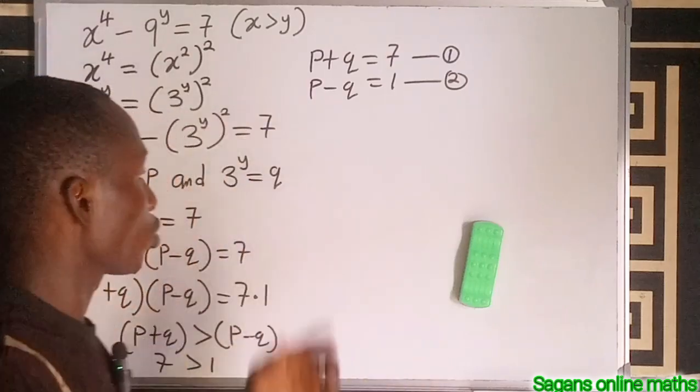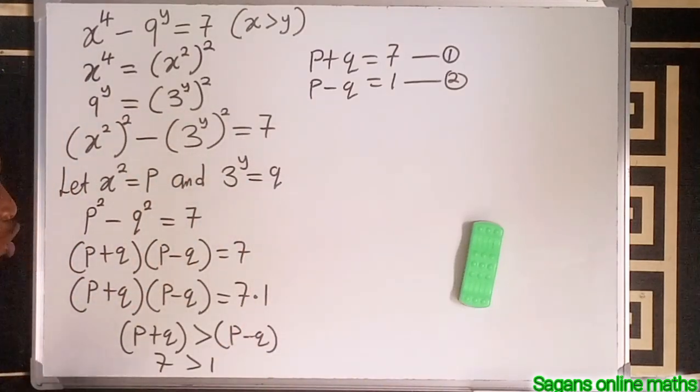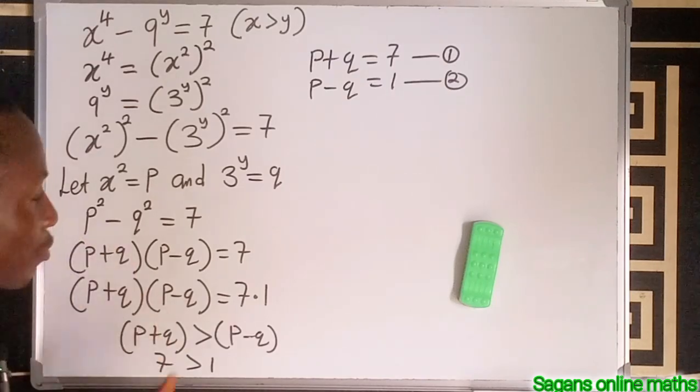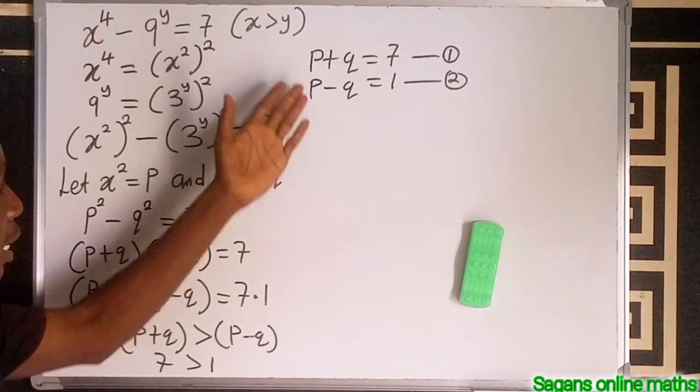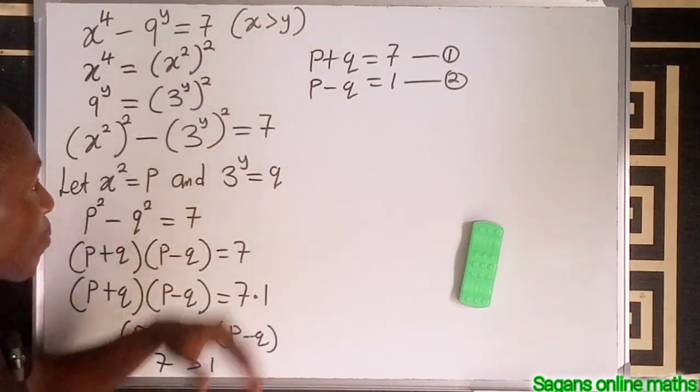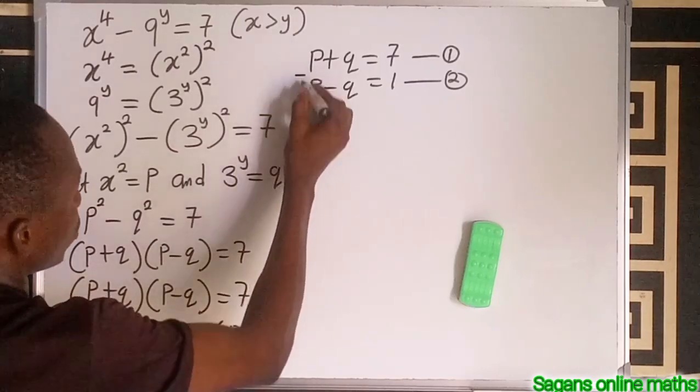Remember that simultaneous equations have three ways of solving: one, elimination method; two, substitution; and three, graphical method. Let's use the elimination method because we can eliminate either P or Q. So let's use the minus sign so that P can go out.